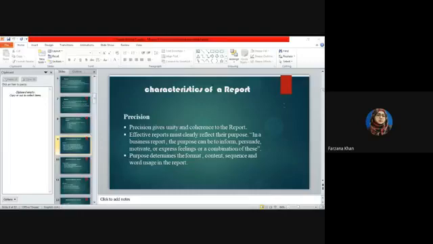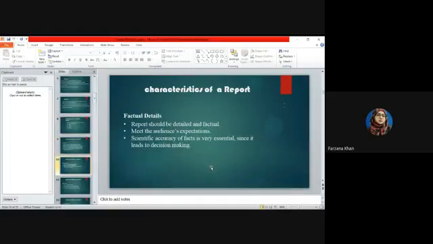Hence, first the objective should be defined clearly, considering the expected response from the audience. So, keeping in mind your reader, first of all, it is very important that you should make clear your objective in front of your reader. So precision is the major and most important characteristic of a report.